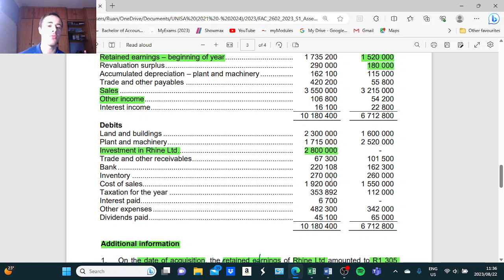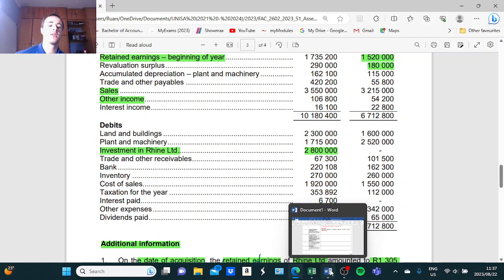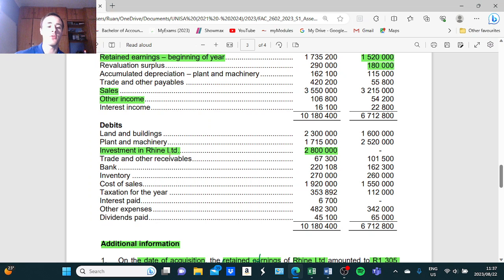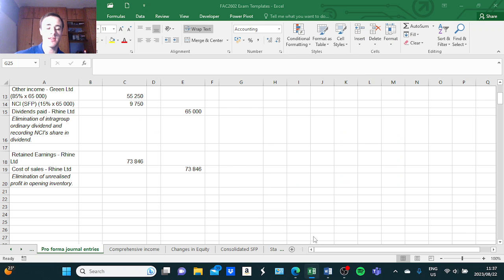According to additional information point 3, 100% of this amount includes the unrealized profit of 30% that must be eliminated for consolidation purposes. How do we arrive at the 100%? Green Limited purchases all of its inventory from the subsidiary, so the entire amount includes unrealized profit. In conclusion, we will calculate the inventory balance at year end for the group as follows. We will start with the amount for the parent, which is 270,000.